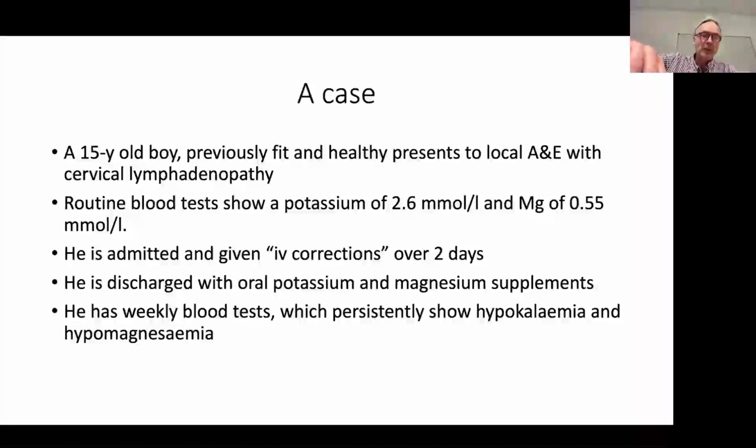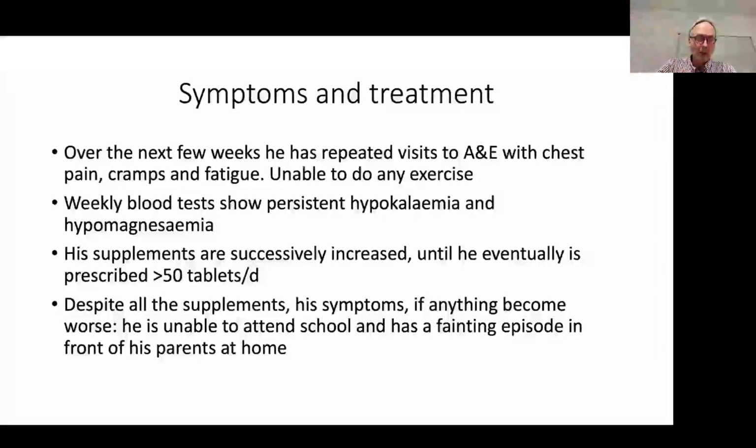And eventually these IV corrections were changed to oral potassium and magnesium supplements. And because the doctors were very conscientious, they said, well, we better see you in a week to make sure that these are all fine. And of course, when he comes back in a week, these levels are low again. And then the supplements get increased, and he comes back in a week, and they're low again, and they're increased. So he has these repeated visits, and in this time also, he now becomes severely symptomatic.